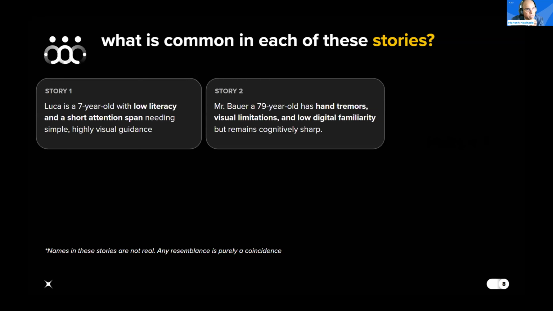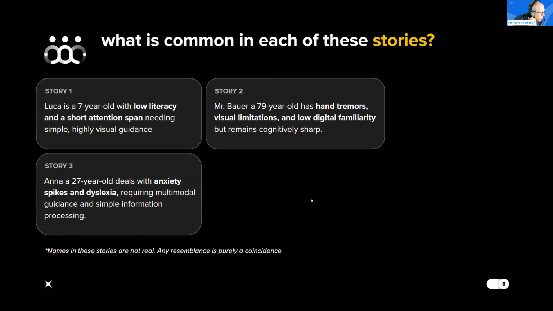Mr. Bauer. He's a 79-year-old. He has hand tremors, visual limitations, again, very age-appropriate challenges, and also has a low digital familiarity, but remains cognitively sharp. Again, some of these stories have been carefully written to highlight a few things. I'm hoping you are starting to grab the unique nature of each story.